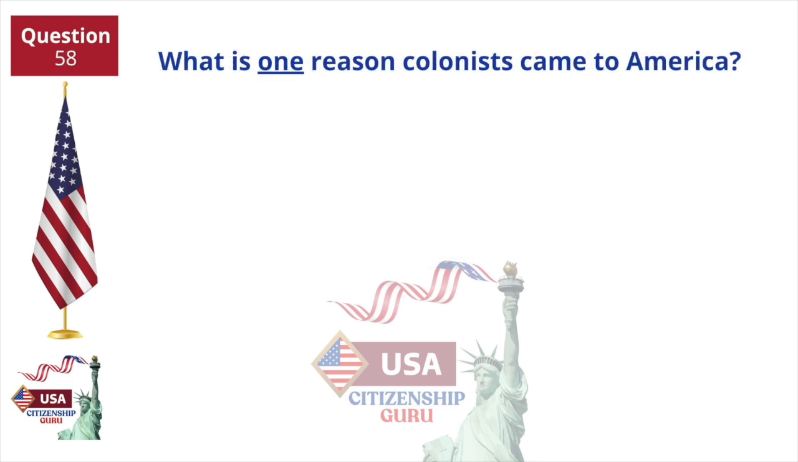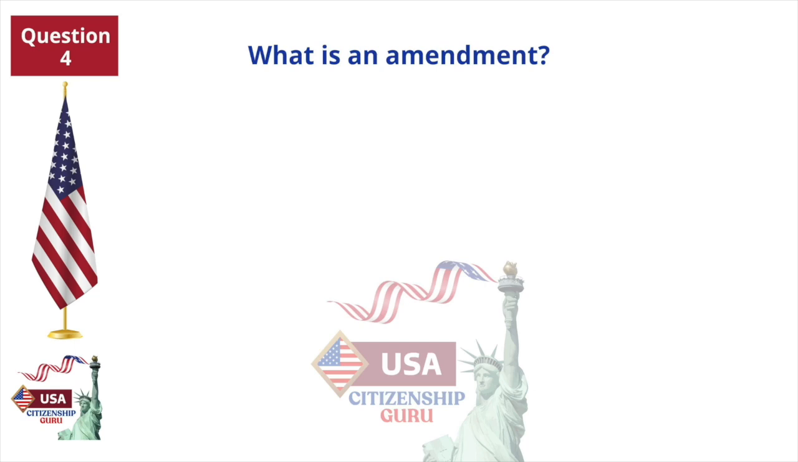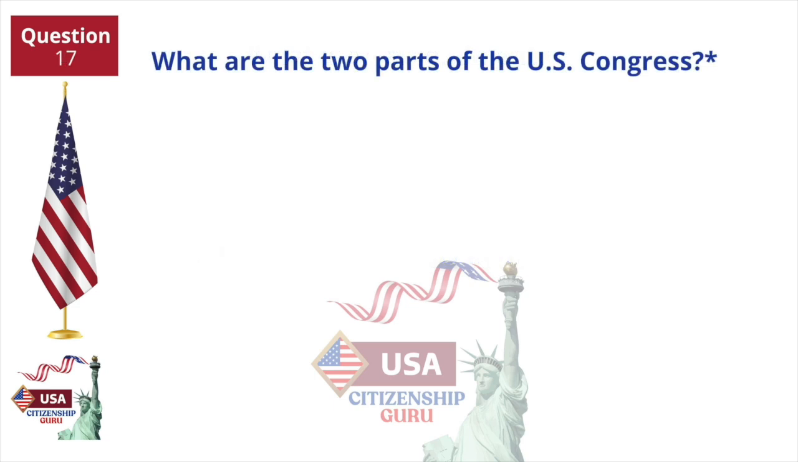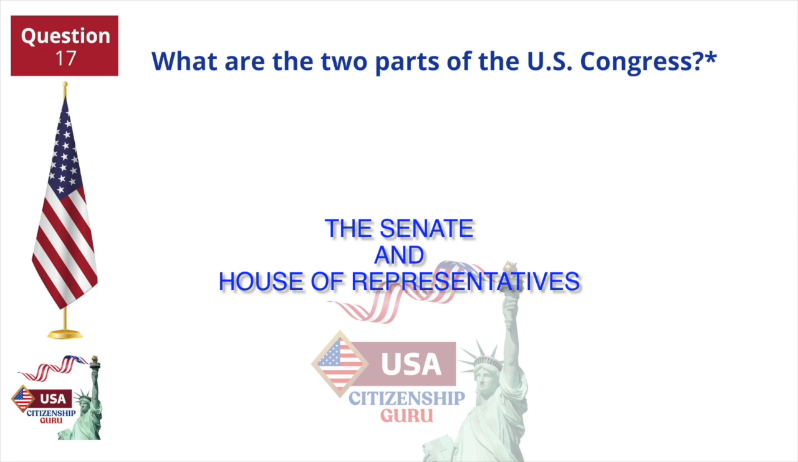What is one reason colonists came to America? Freedom. What is an amendment? A change to the Constitution. What are the two parts of the U.S. Congress? The Senate and House of Representatives.